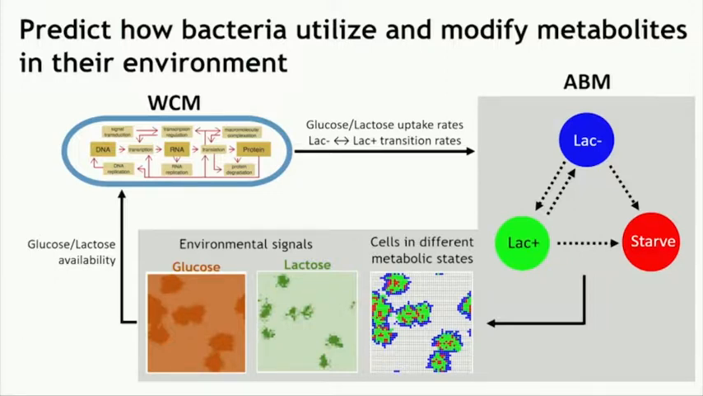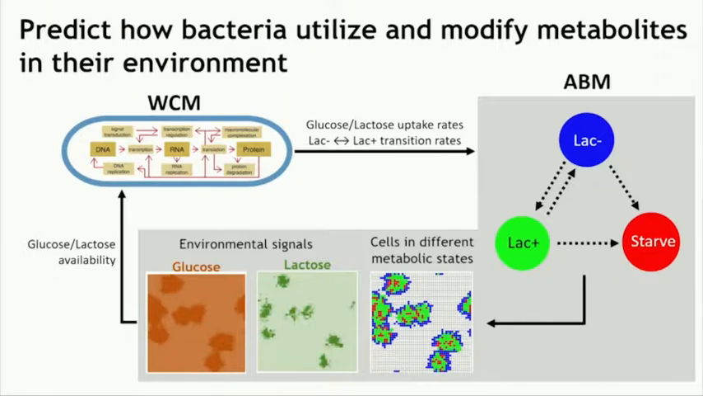So we have, for example, glucose uptake rates and lactose uptake rates that are defined by the whole cell model. They're put into an agent-based model, which is representing those processes. We have the transition of gene expression. The lac operon is critical for a cell being able to utilize lactose as an energy source. And cells can switch depending on their environment. They can switch whether or not the lac operon is turned on or turned off, whether or not those genes are being expressed. So that's a dynamic process that we're able to simulate.